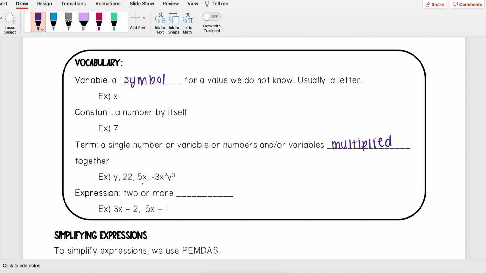And an expression is 2 or more terms. So for example, 3x plus 2 is an expression, 5x minus 1 is an expression, and so on.